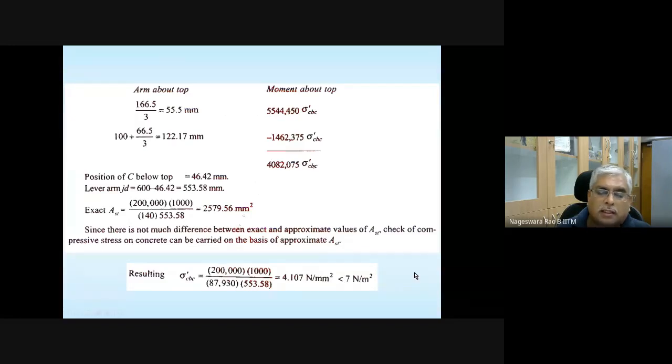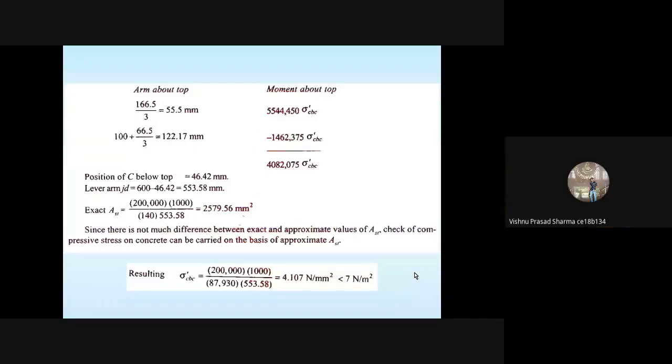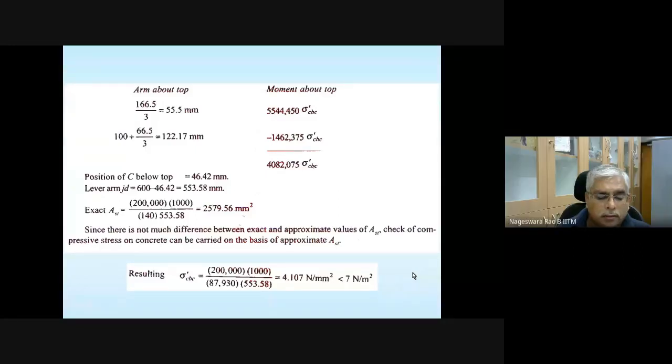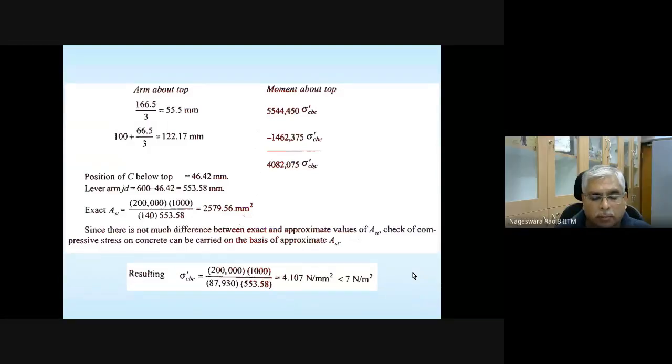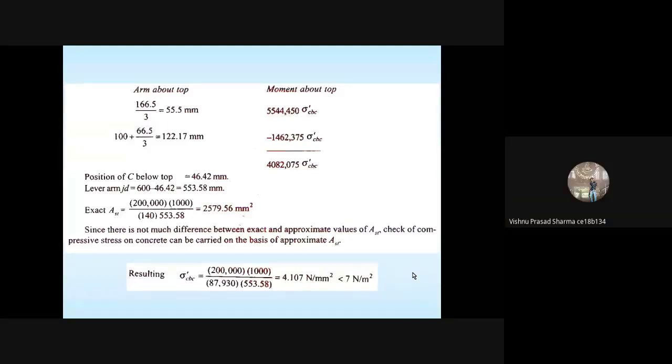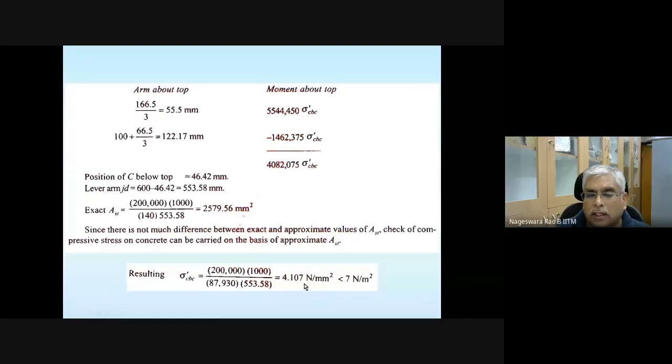Any questions here? Professor Amlan, you want to add something? Sir, yes. What if the permissible limit comes out to be greater than 7, sigma c' comes out greater than 7? Can you repeat? What if sigma c' comes out to be greater than 7? Then we need to relook into it.